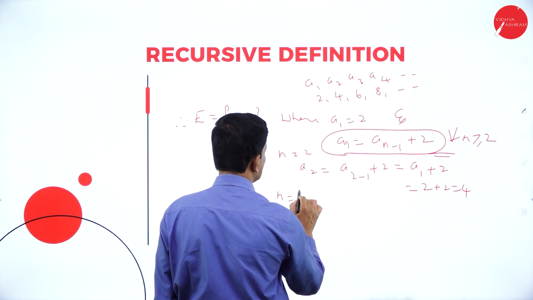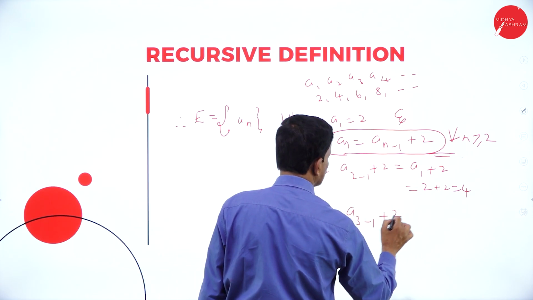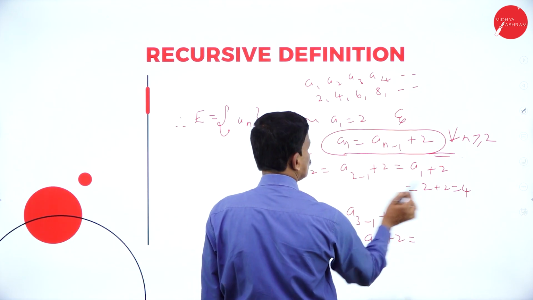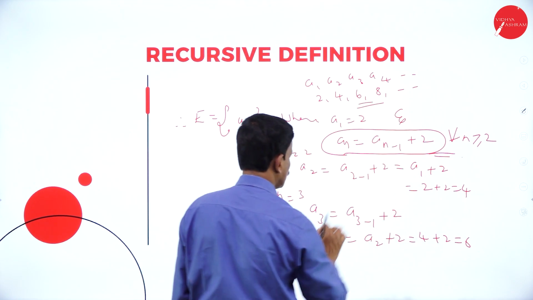Similarly, if you put n is equal to 3, what will you get? a3 is equal to a3 minus 1 plus 2, that is a2 plus 2. What is a2? a2 is equal to 4 plus 2, that's equal to 6. You are going to get 6.